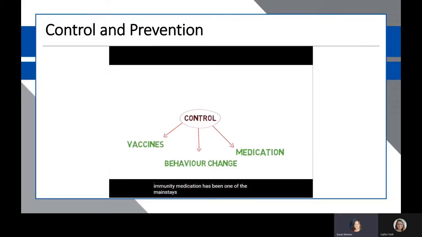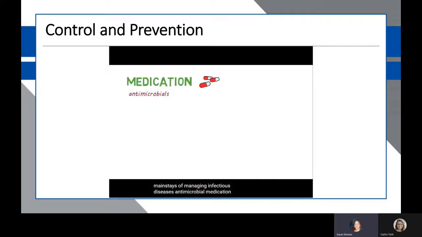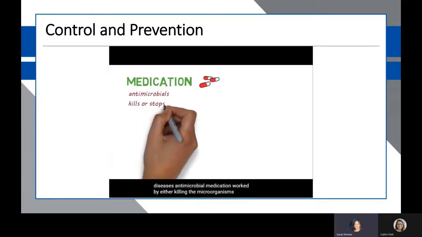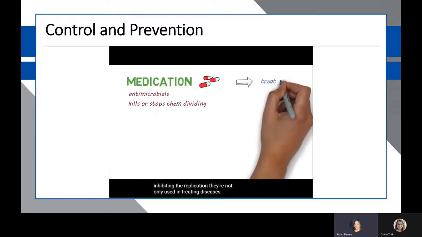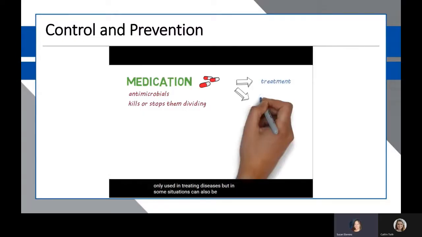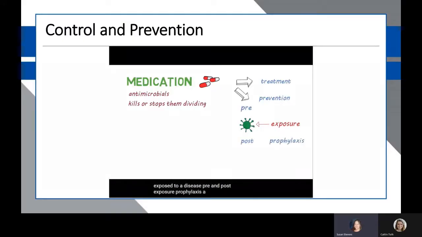Medication has been one of the mainstays of managing infectious diseases. Antimicrobial medication work by either killing the microorganisms or inhibiting the replication. They're not only used in treating diseases, but in some situations can also be used to prevent infections before or after being exposed to a disease, pre- and post-exposure prophylaxis.